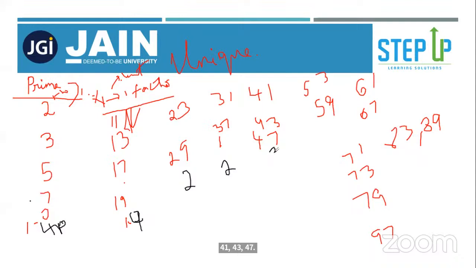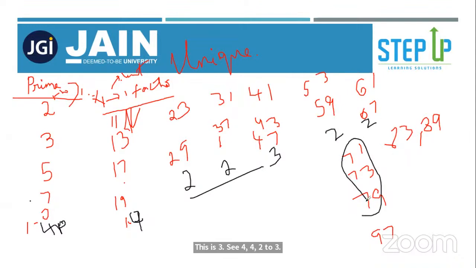See, 4, 4, 2, 3, 2, 3, 2, 1, and last is 97. You clear with that prime number? Yes, 97 is the last. So 4, 4, 2, 3, 2, 3, 2, 1.